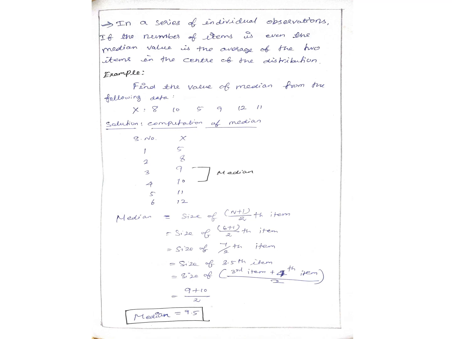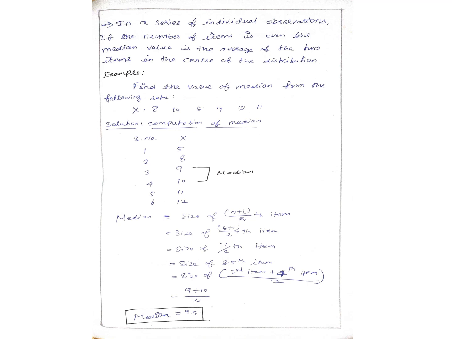Next one, suppose in a series of individual observations the number of items is even. Then the median value is the average of the 2 items in the center of the distribution. For example, here we have 6 observations, that is 8, 10, 5, 9, 12 and 11. Here we have to calculate the median value.